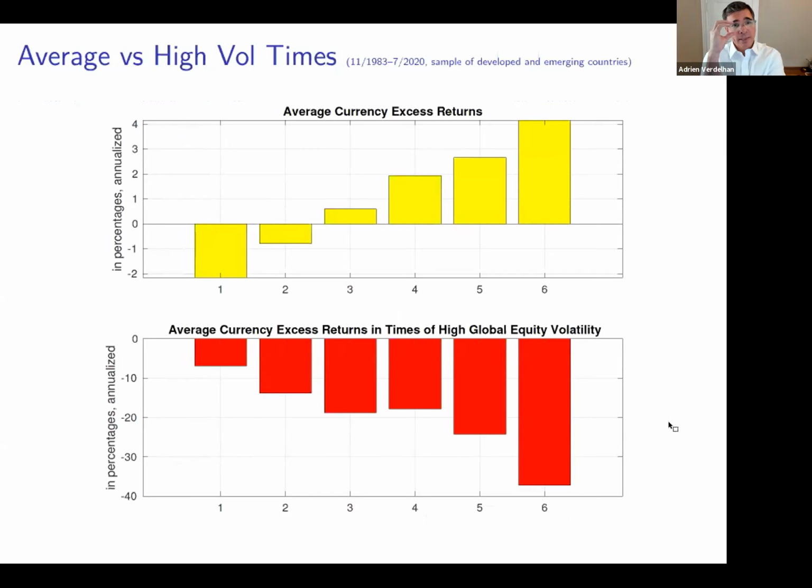The first panel is the average excess return from low to high. If you have a low excess return and a high excess return, what you want is to borrow in the first one and invest in the last one. And what I'm showing you on the second panel in red are just the average returns in the same portfolio, but when global volatility is high, defined by 2 standard deviations above its mean.